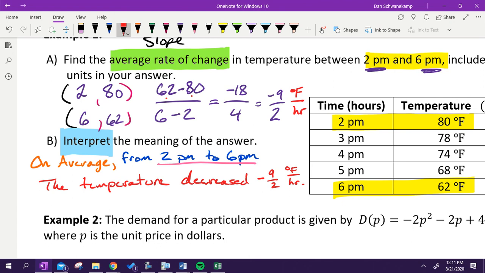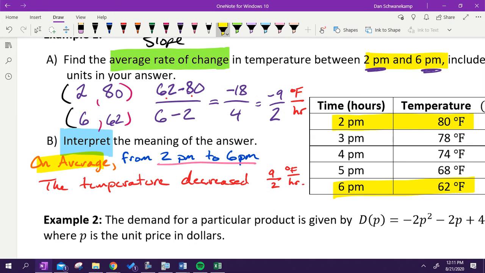I decreased by a negative. If I decreased a negative 9/2 degrees Fahrenheit per hour, what did I really do? Increased. I double negative there. Okay, don't do that. Make sure you're just saying decreased 9/2 degrees Fahrenheit per hour. And I'm done. That's it. I have everything I need there.